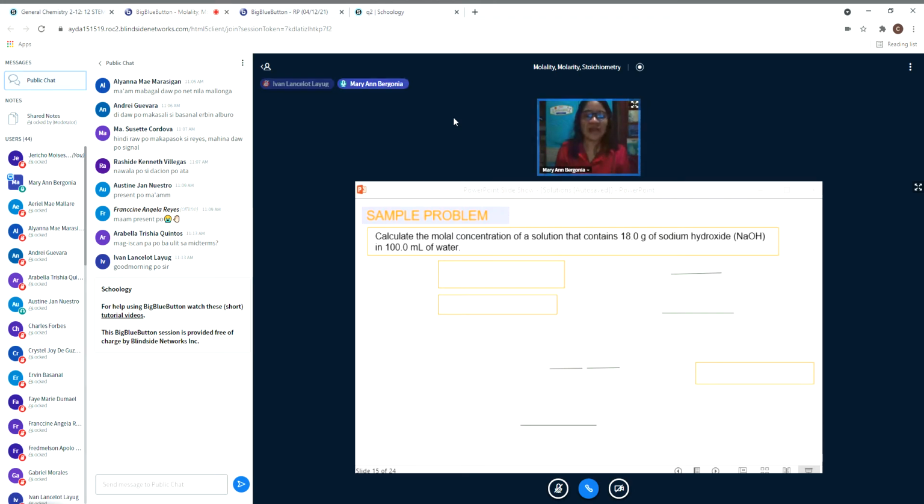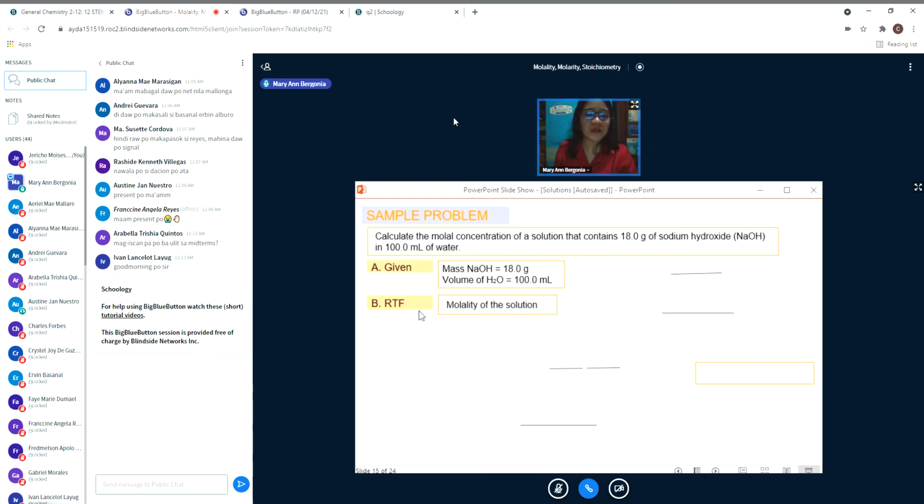Okay, thank you, Ivan. So, katulad ng palagi nating sinasabi, we have the given. Write muna natin sa given. We have the mass of our sodium hydroxide, which is 18.0 grams, and the volume of water, which is 100.0 ml. So, next we have our RTF.